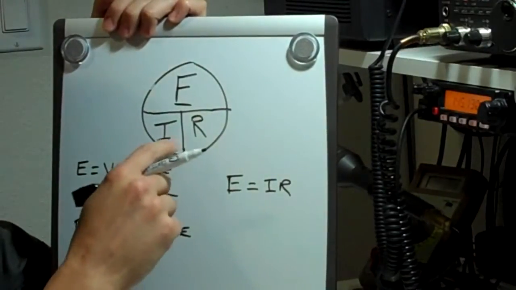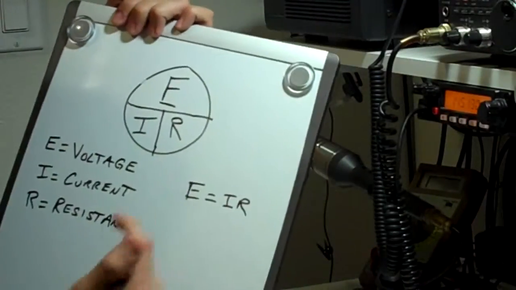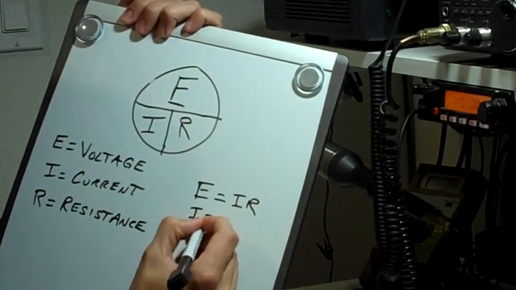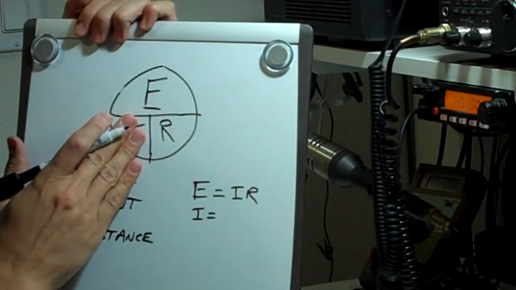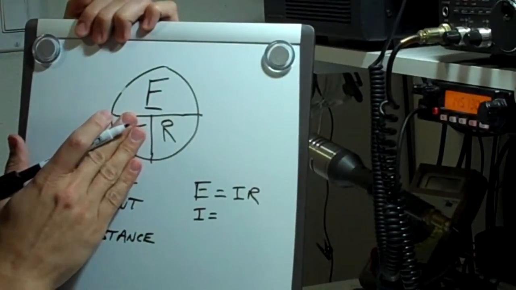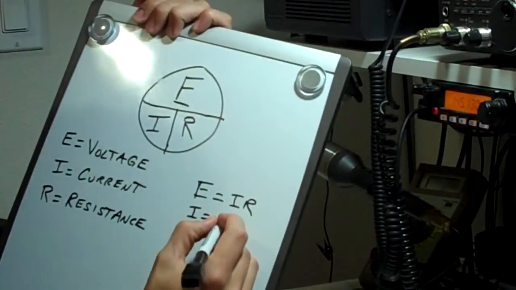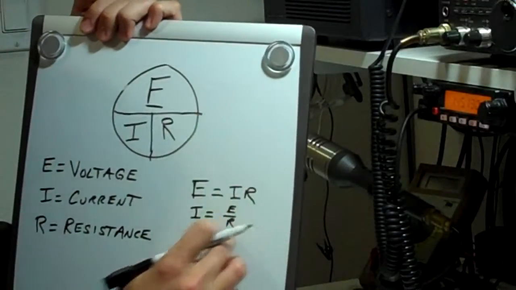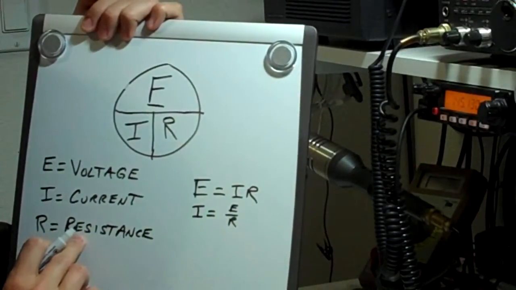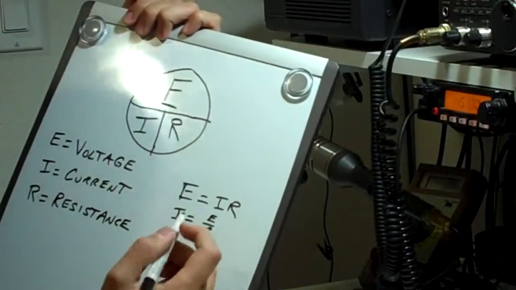So, if we wanted to find, let's say we want to find current, well, we cover the current up because that's what we're finding, and we find that volts is over resistance. So it's going to be E over R. So current equals volts divided by resistance. Voltage divided by resistance. Okay?